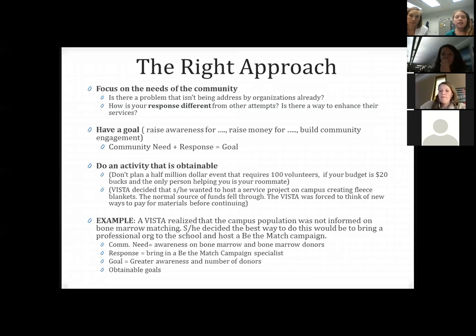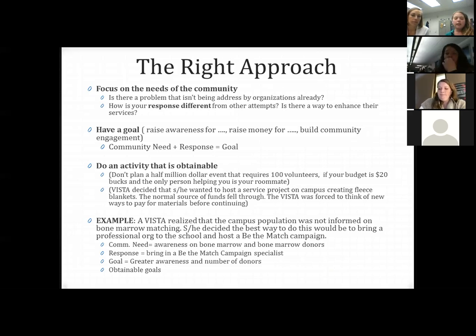So your goal can be things like raising awareness, or you want to raise money for an event, or you just want to really build community engagement, those sort of things. So the goal of your project would be looking at your community need and then having a response to meet that so you can meet your goals. You also want to make sure that your activity is attainable in general. Nonprofits and Vistas alike, or higher ed, they have very limited resources, and so you want to make sure that you are actually capable of having a successful event. It's better to have a little event that's successful rather than a huge event that just flops completely.